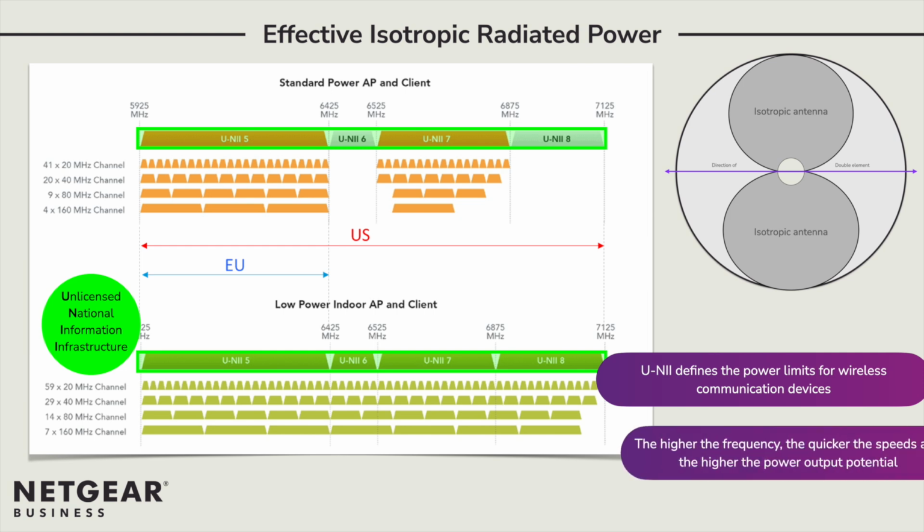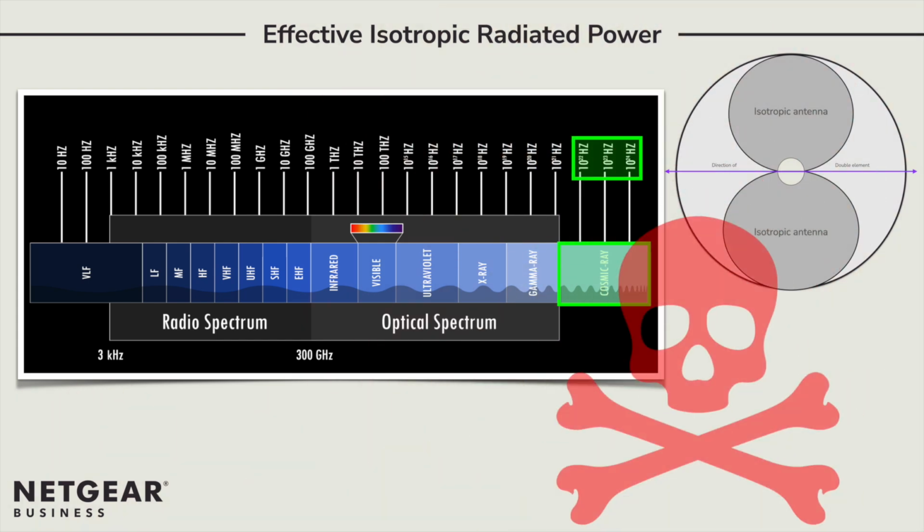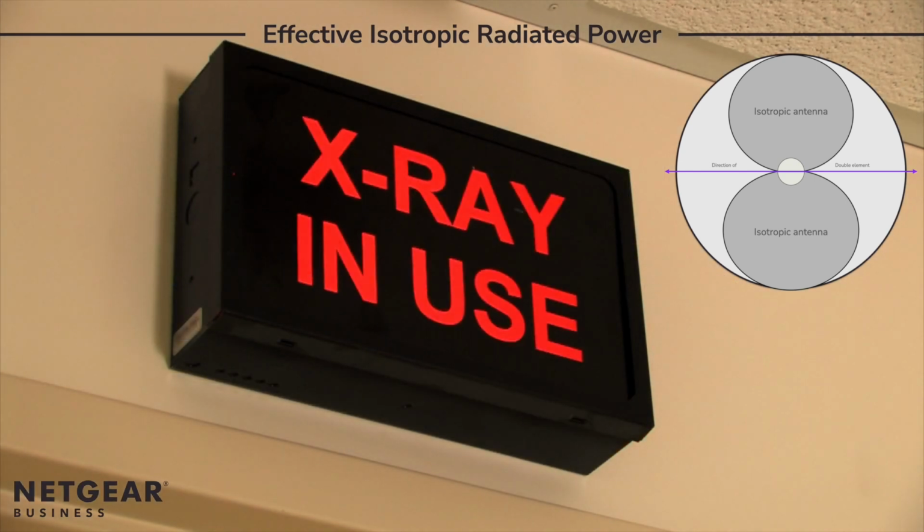Remember that the higher the frequency, the quicker the speeds, but also the higher the power output potential. If we go back to our overall radio spectrum, we can see that at the top end, where cosmic rays live, while the coverage is tiny in comparison, the sheer amount of power emitted at the frequency can be deadly. Why do you think the operator runs into a protective booth whenever you have an X-ray?